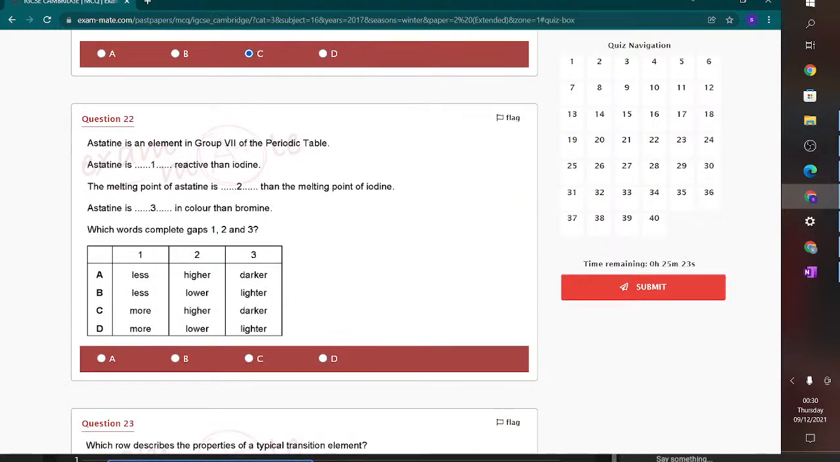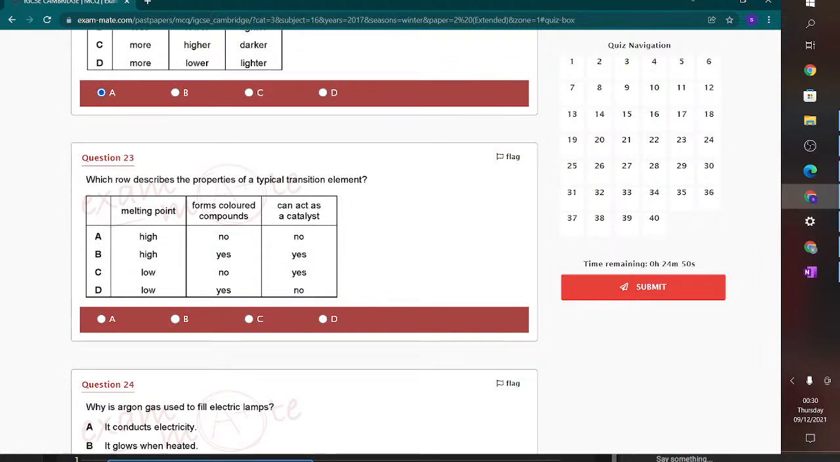Astatine is an element in group 7 of the periodic table. Astatine is dash reactive than iodine. As we go down group 7, the reactivity decreases, so astatine is less reactive. The melting point of astatine is dash the melting point of iodine, we'll keep that on hold. And astatine is darker, it has to be darker. So the answer must be less and darker. There's one option for less and darker, so A.